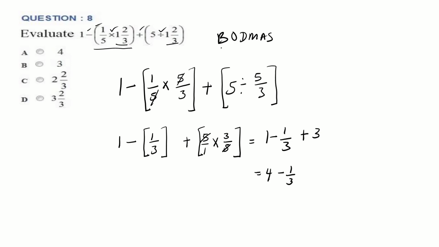So how do you quickly simplify this? There are a lot of ways to quickly simplify this if you are writing an exam such as JAMB. But one thing you can do is to convert 4 to a fraction, and that can be 12 over 3. That is also 4. So minus 1 over 3. Since we have denominators that are equal in both cases, we can say 12 minus 1 over 3. That is 11 over 3. And this is going to be 3 whole number 2 over 3. And that is option D.